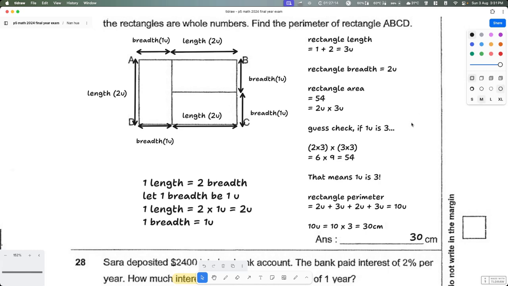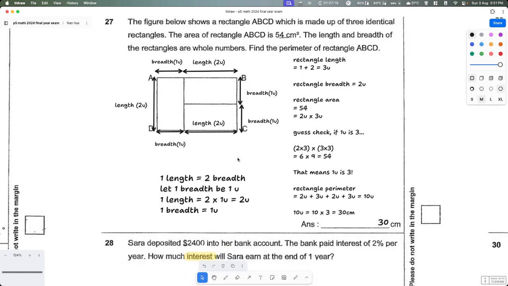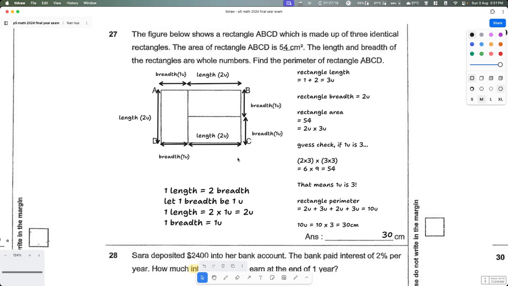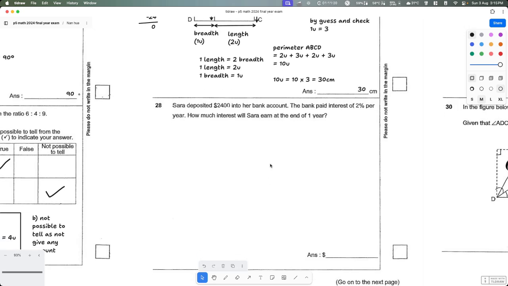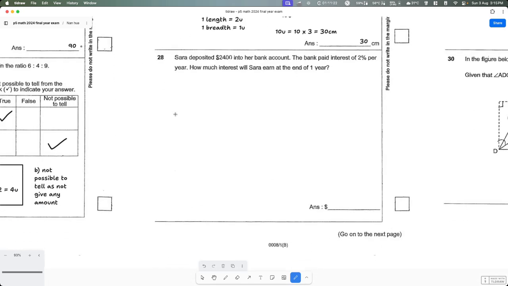This is a tough one, but it's good to practice these kinds of questions. Hopefully this makes sense. All right, let's move on to the next question. Question 28. Question 27 is very tough.